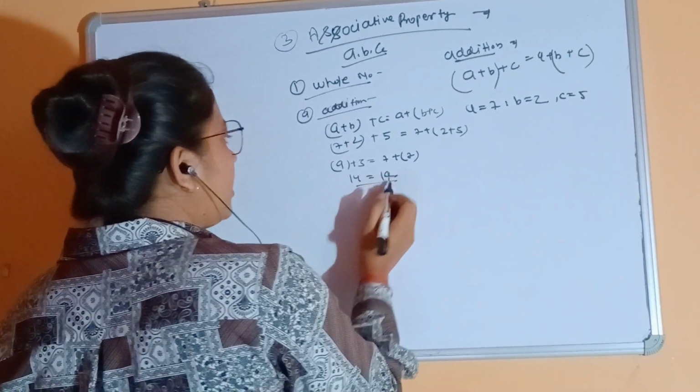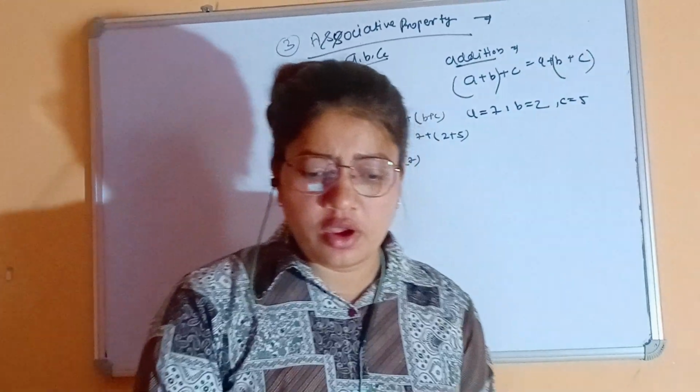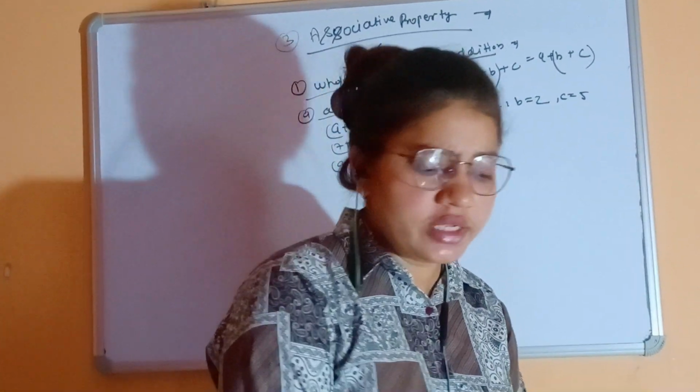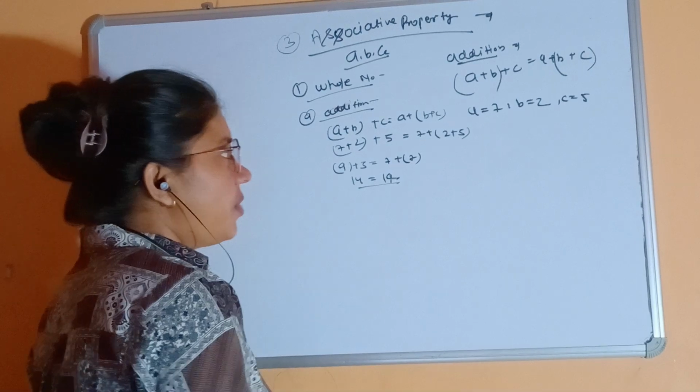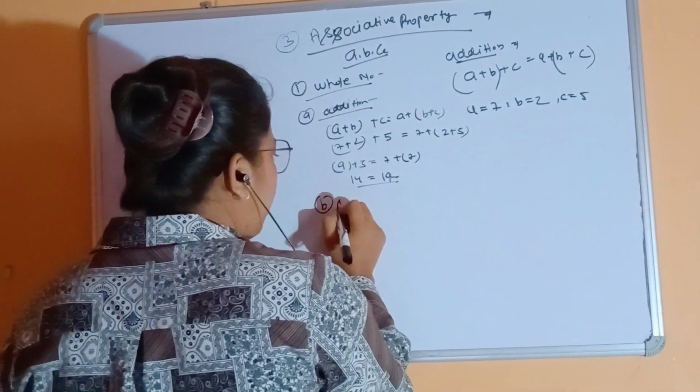LHS is equal to RHS. That means addition holds the associative property, as the addition operation holds the associative property. Now you understand subtraction. Same for subtraction, only the sign changes here. Okay, so second is subtraction.